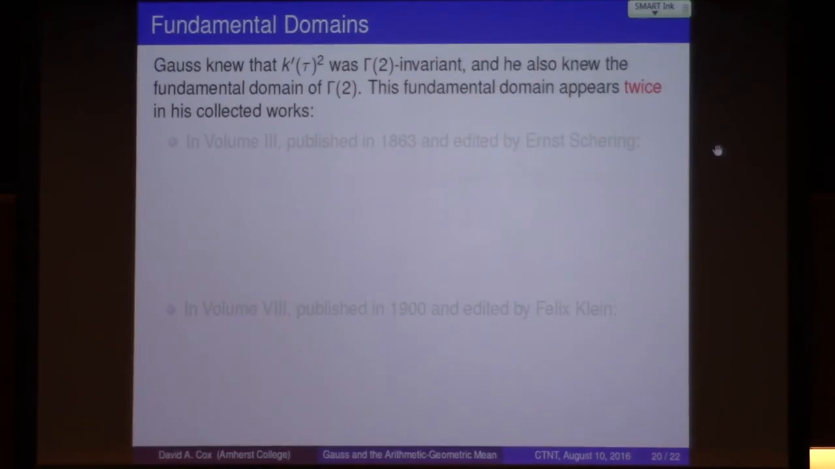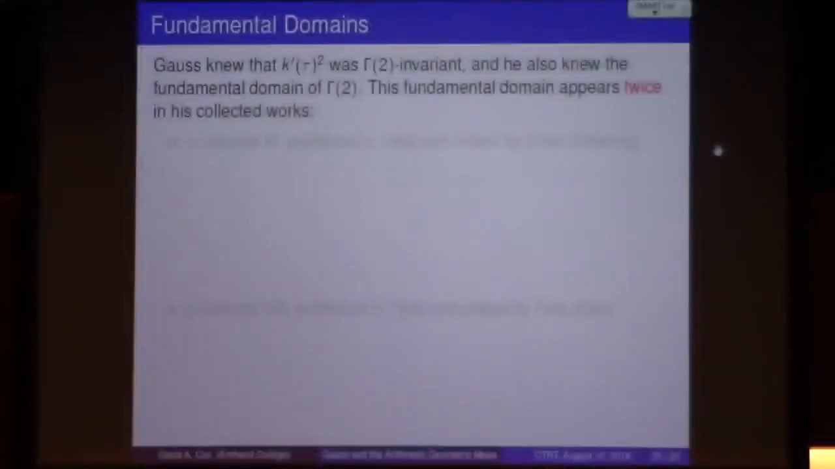Now also I talked about some fundamental domains, and I drew one picture of a fairly complicated one. It turns out that Gauss never really got around to writing up his stuff completely, so he never did a complete treatment. He had bits and pieces here and there. But he did have some fundamental domains. We talked about k prime of tau, which has a fairly complicated fundamental domain. But if you square it, it makes life a lot simpler. And it turns out that that's invariant under the group Gamma 2. Remember, that's the elements of SL2Z that are congruent to the identity mod 2. So he knew it was Gamma 2 invariant, and he actually knew the fundamental domain.